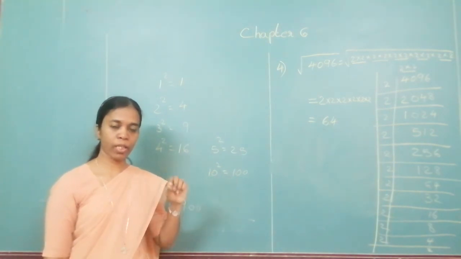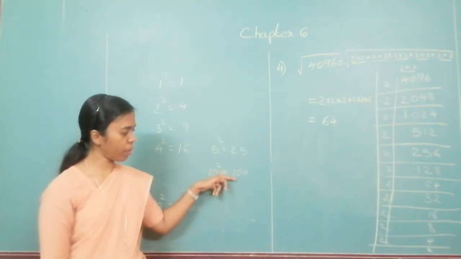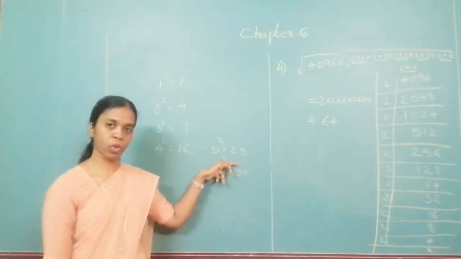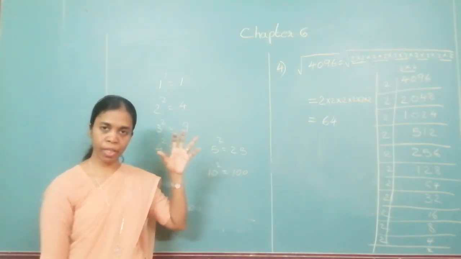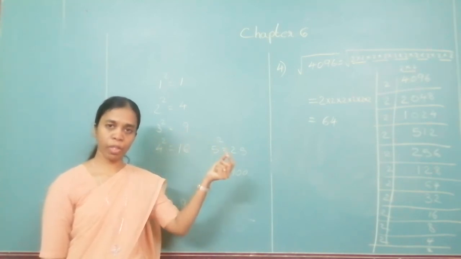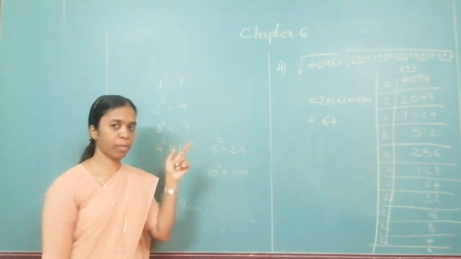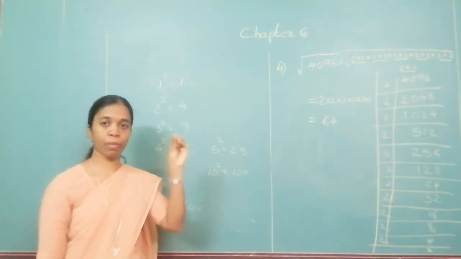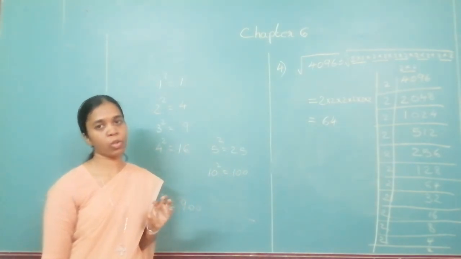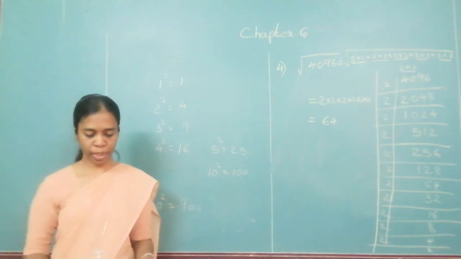So I know that 6 square, 7 square, 8 square, 9 square will all be less than 100. So more or less I will have an idea where the 6 square and the 9 square will be. So when you are learning it by heart, please keep that in mind, that the number is coming between which numbers. That is also very, very important. So please learn the squares by heart.